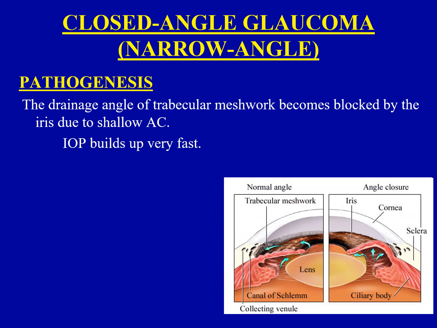So coming back to the pathogenesis of narrow angle glaucoma, the drainage angle of the trabecular meshwork becomes blocked by the iris due to shallow anterior chamber. So ultimately, as you can appreciate in the right hand picture, there is an iridocorneal contact totally blocking the angle chamber. So there is no drainage of aqueous, and it causes a sudden rise of intraocular pressure.